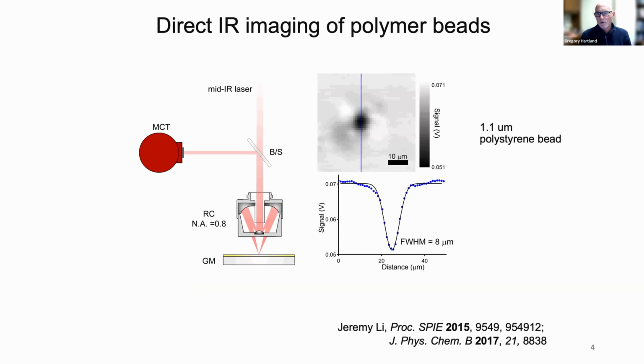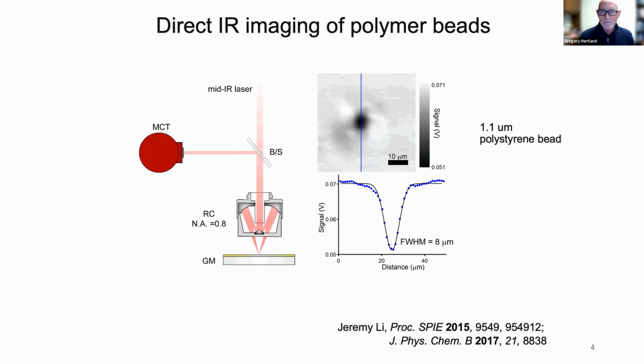Okay, so this is an example of trying to directly image polystyrene beads, not nanometer-sized objects, but micron-sized objects, with an infrared laser. What we did here is we just focused the laser at the sample and scanned the sample through the beam, and you can see the beads with reasonable contrast, right? It's not too bad, but the spatial resolution is pretty lousy in this experiment. The best we could do is about 8 microns, which is much, much larger, of course, than the size of the polystyrene bead.